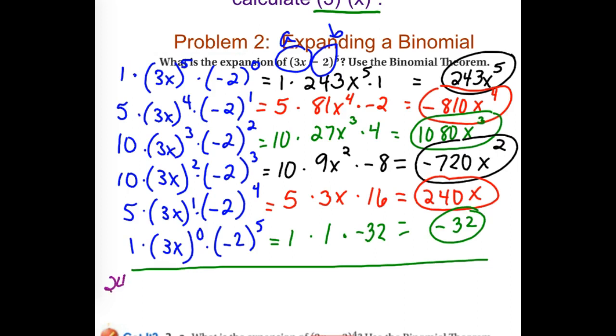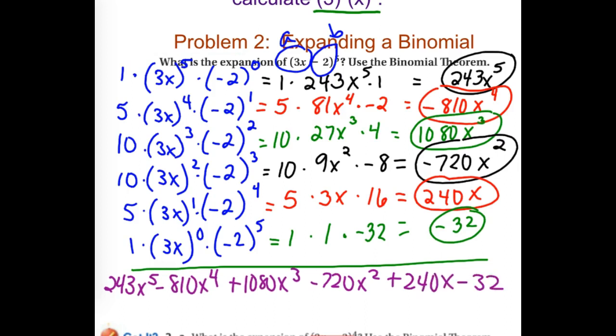We have 243 x to the 5th minus 810 x to the 4th plus 1080 x cubed minus 720 x squared plus 240 x minus 32. Okay. Questions about the process? Taking 3x minus 2 and writing it out 5 times and doing all the multiplication. This gets easier the more you try it. You'll start finding ways to simplify things.